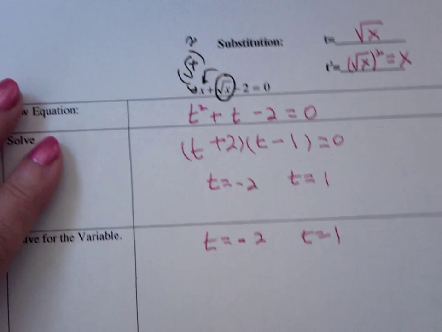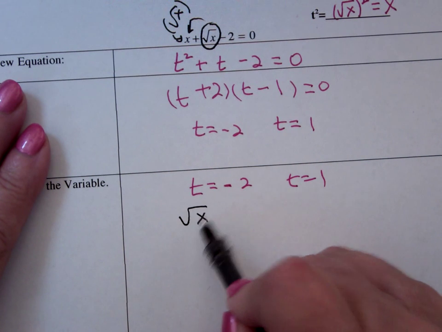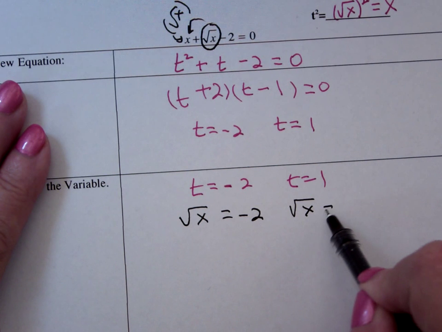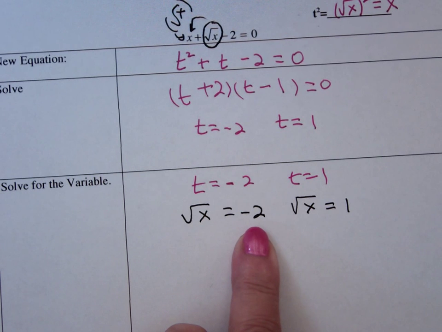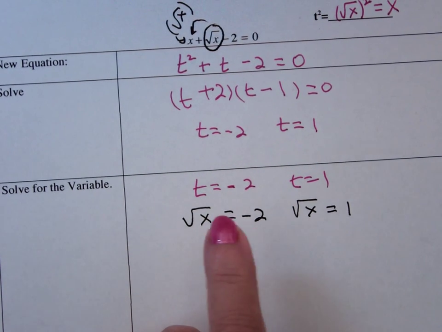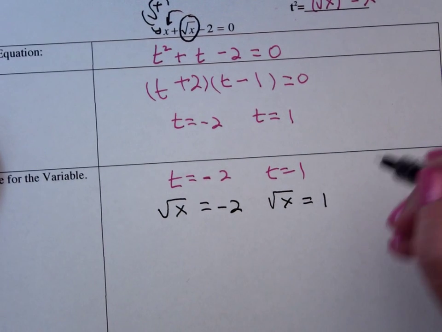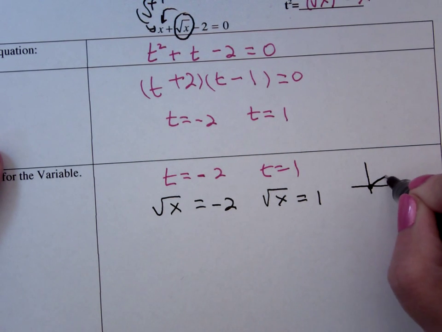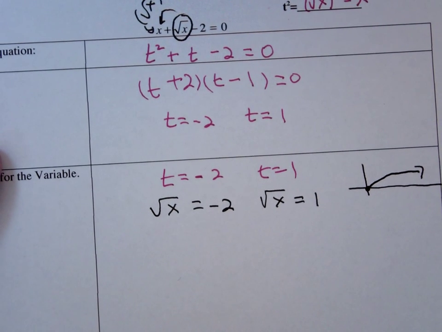Well, what do I know t is? Square root of x, right? What do I know about the square root of x and negative 2? Can't be negative, right? And it's because, if I think about it, remember, square root's one of our basic functions. And if I were to graph square root, that's what he looks like. And all y values are positive.